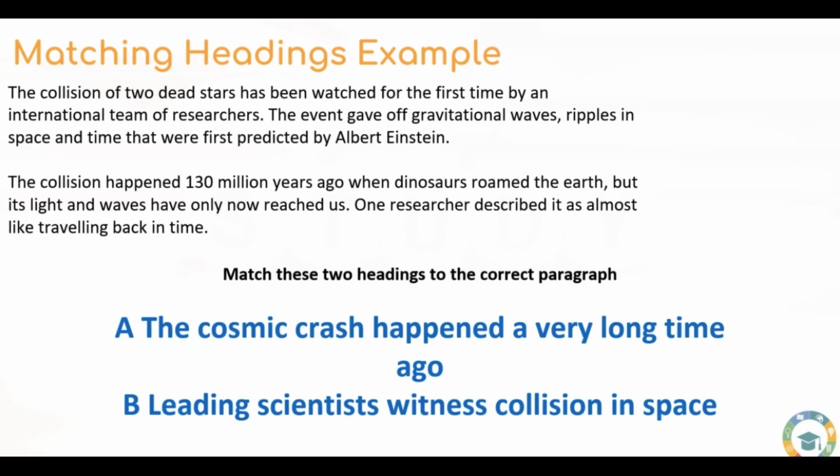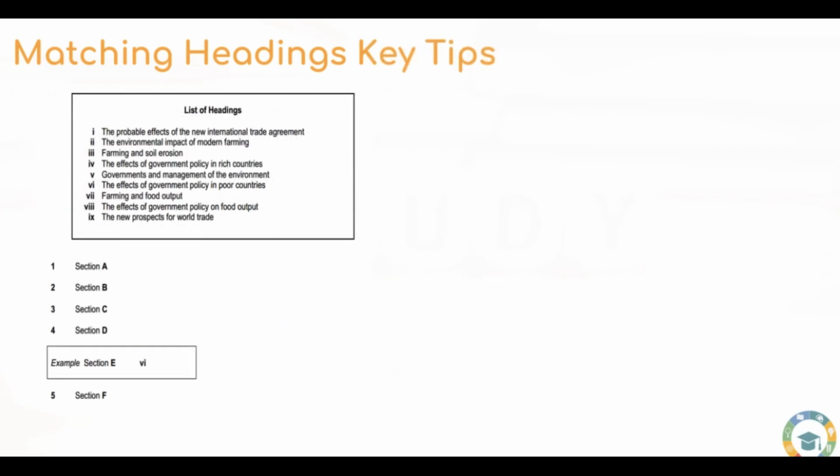Well, the cosmic crash happened a very long time ago matches with the second paragraph. It gives you a quick gist of what the paragraph is saying. B, leading scientists witness collision in space matches with the first paragraph. So again, these headings give you a shortened description of what each paragraph means, and that's what this question is asking you to do. Here is an example of this question type from an IELTS reading test.